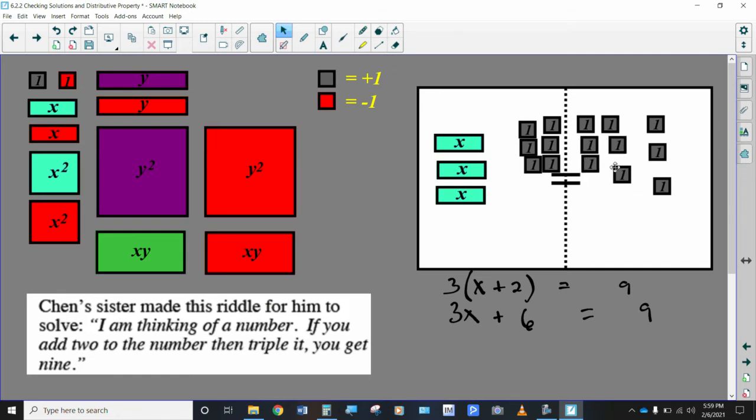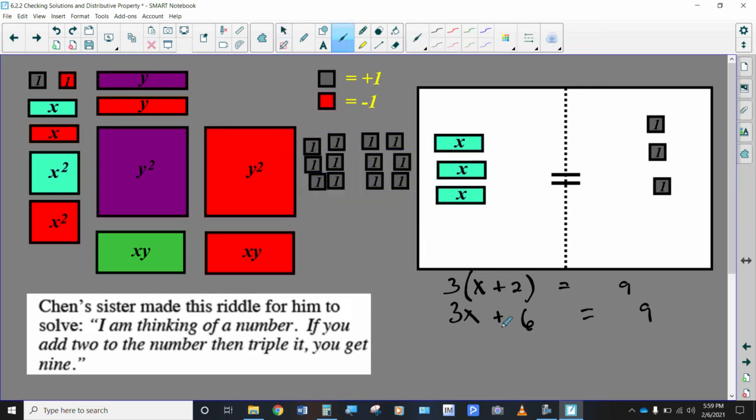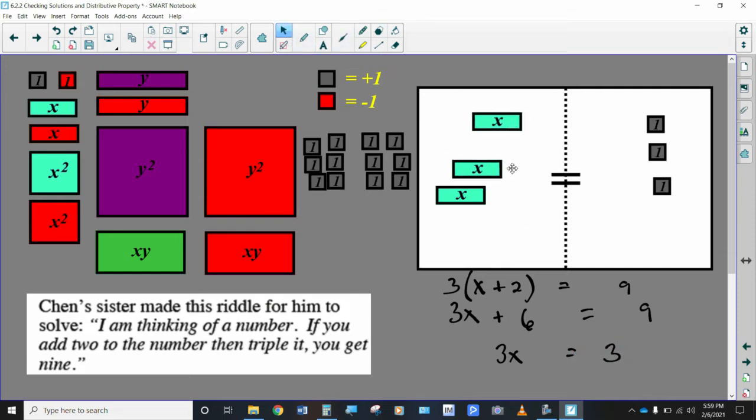When I remove balanced sets, I do not change the fact that both sides are equal to each other. Everything stays balanced. So by taking away 6 from each side, I end up with 3 x's on the left side and 3 on the right side.